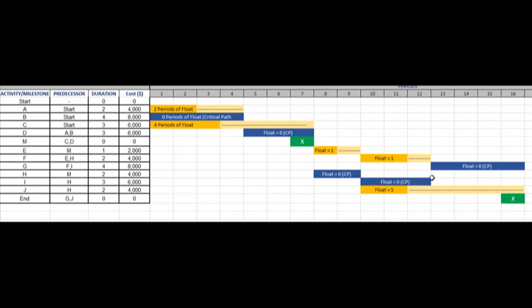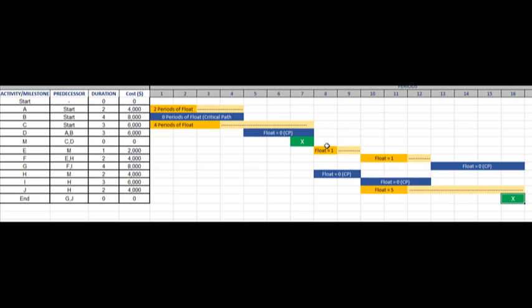Everything that's in dark blue is critical path. If any one of these tasks is delayed, the overall project end date is delayed. Okay? So now I can do my earned value reporting against my critical path, because these are the tasks I really need to keep my eye on as a project manager.